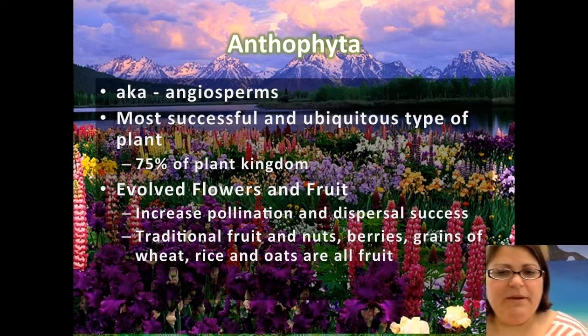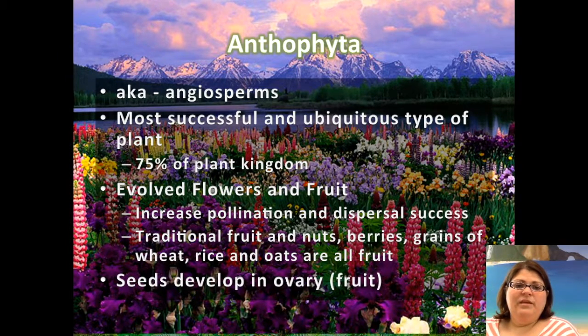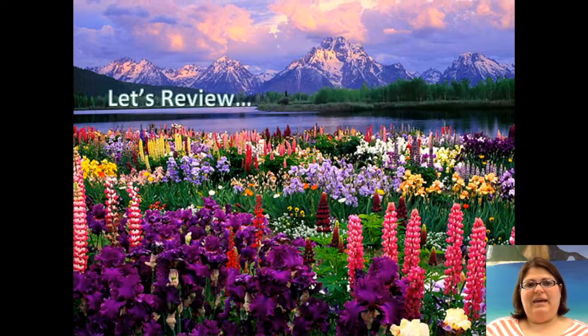Traditional fruit, nuts, berries, grains, wheat, rye, and oats are all fruit, even though we sometimes only think of something that looks like an orange as a fruit. All of those are examples of fruit. What angiosperms all have in common is that fruit, and so the fruit is the ovary, and seeds develop inside of that. Let's take a minute and review angiosperms.